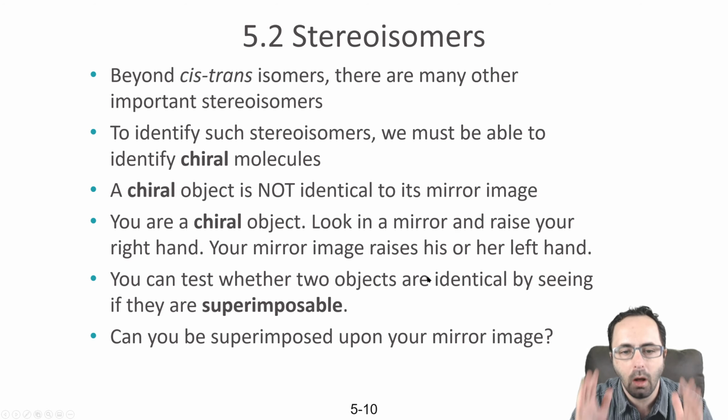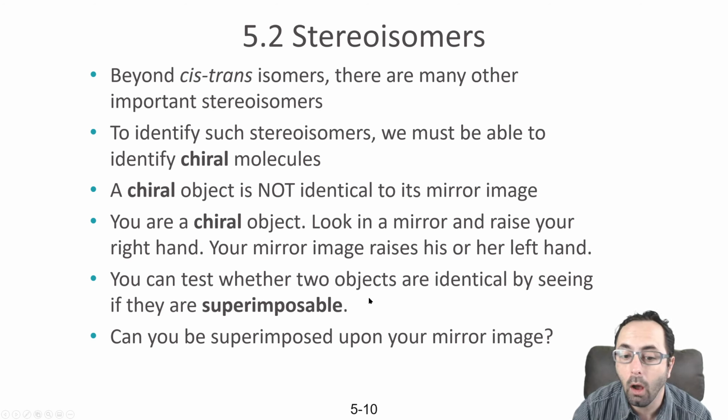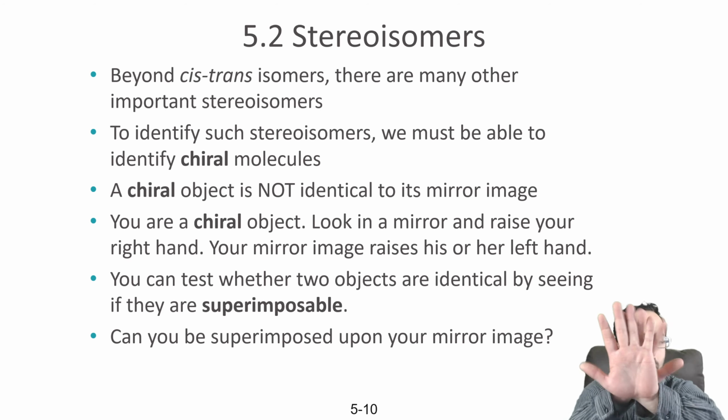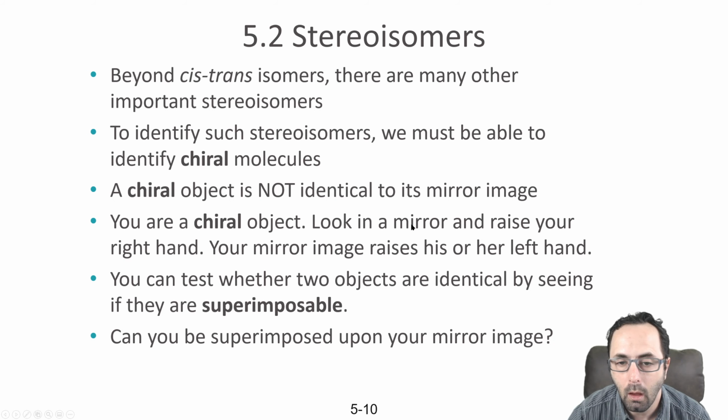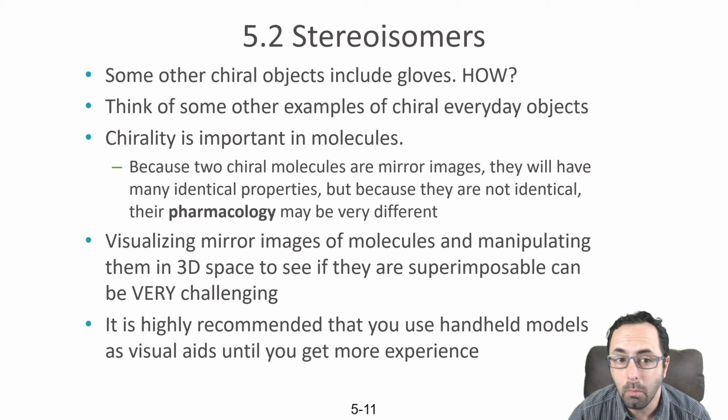So we say that chiral objects like your hands are non-superimposable mirror images. What you can do is take a mirror image of an object and see if you can superimpose it on the other. Meaning, if you put one on top of the other, can everything be positioned in the same way? And this is something that applies to molecules. Chiral objects include hands or gloves. Anything without a plane of symmetry in it could be chiral. Sometimes objects with a plane of symmetry are also chiral. That's something we'll talk about as well.